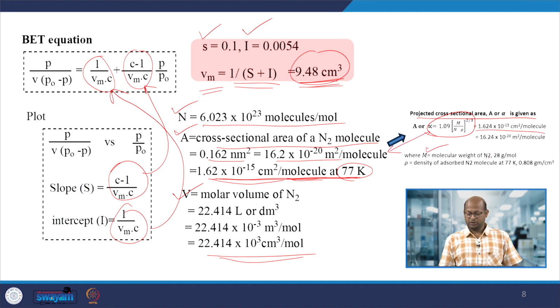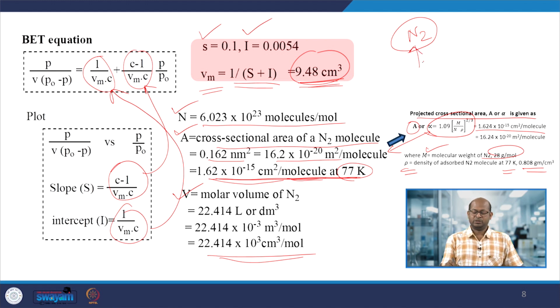Here M is the molecular weight of nitrogen, that is 28 gram per mole. The density of nitrogen at this temperature, when it is in liquid form, is this. So once we put in this value, we can calculate alpha, or this projected area for one single molecule of nitrogen. And similarly here, the BET equation, the BET experiment. Here nitrogen is used as the adsorbing gas. So in this case you have to calculate the projected area of nitrogen, and use that here to find out the specific area.